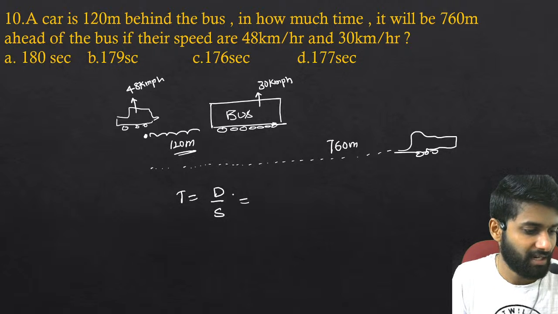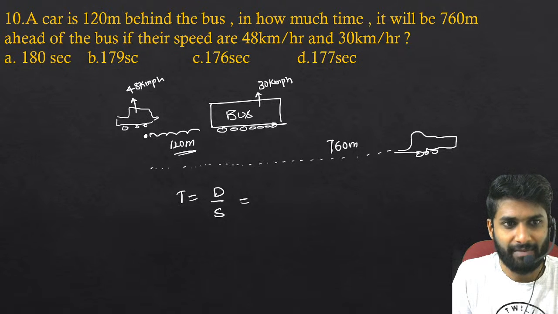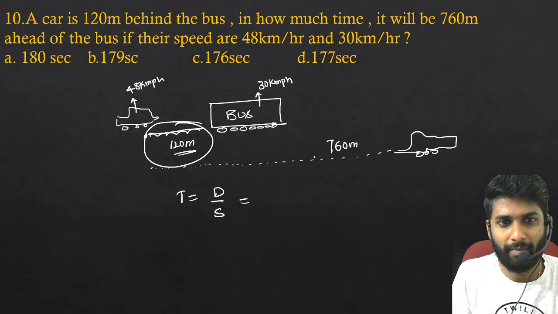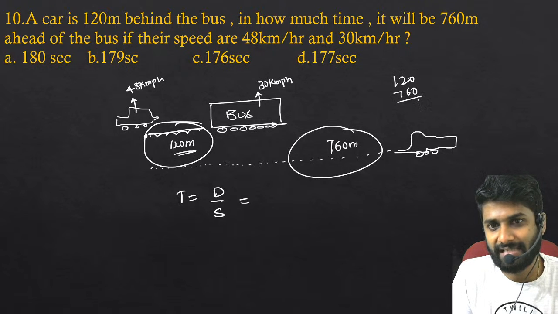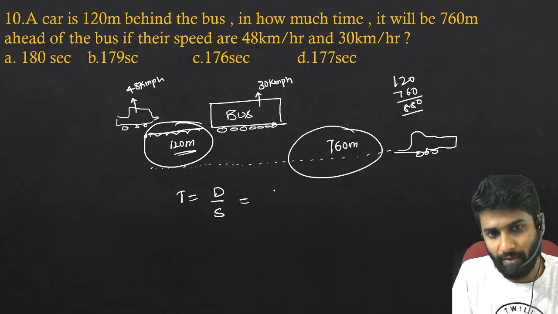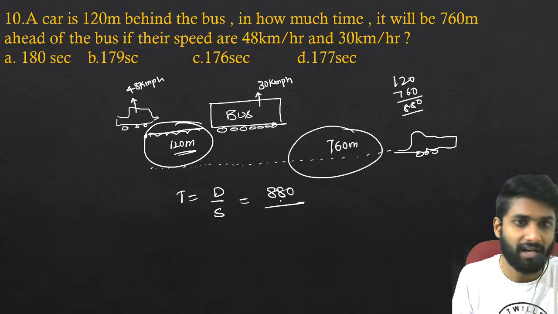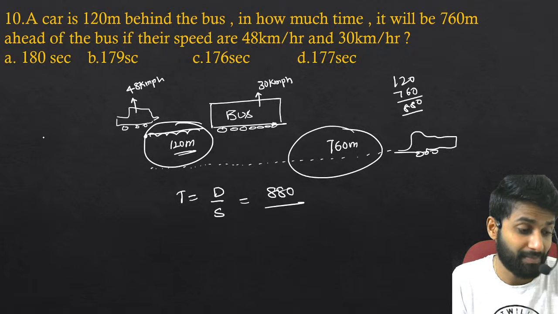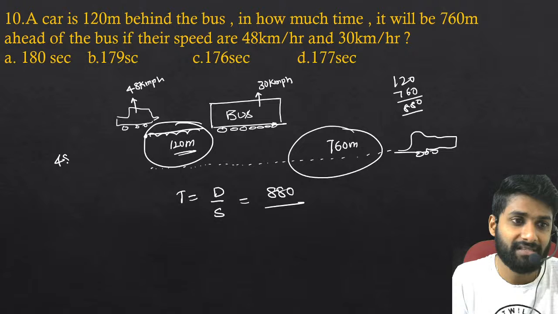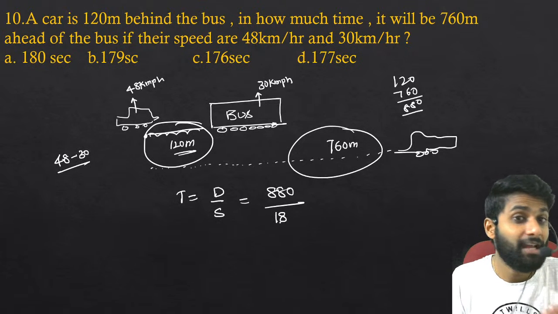Now in the entire scenario, both are objects traveling, which means it's a concept of relative speed. The distance means he covered this 120 meter gap and then 760 meters. The entire distance covered by the car relative to the bus is exactly equal to 880 meters. Now, if both are traveling in the same direction, the relative speed is subtraction. 48 minus 30, the value becomes 18 kilometer per hour.